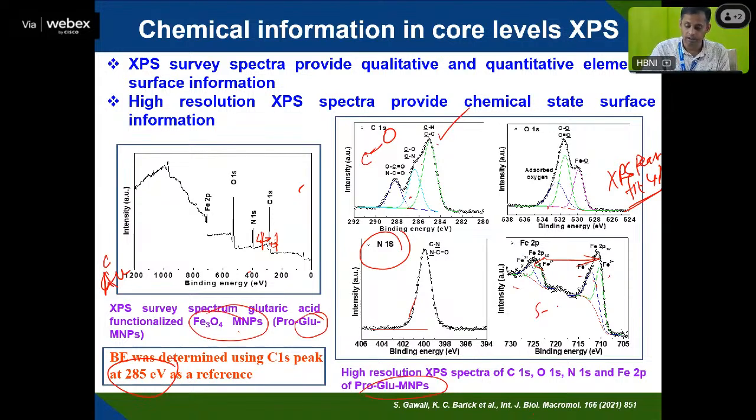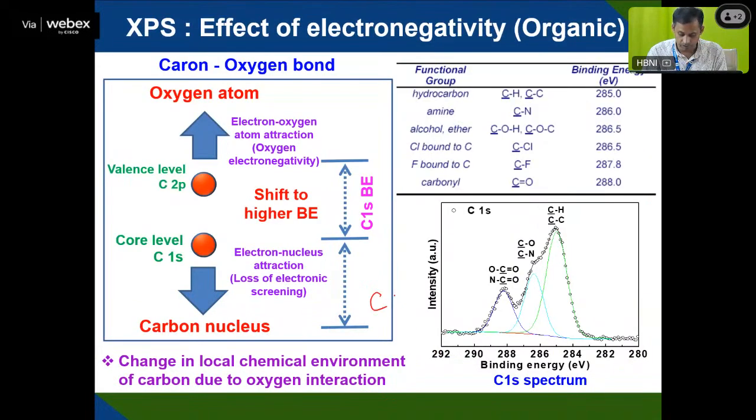So similarly, some other example, if you see, as I told, the carbon-oxygen bond: if you take carbon and you have oxygen, the oxygen atom attracts electrons, because oxygen has high electronegativity and the carbon has lower electronegativity. So because of high electronegativity, what will happen? The electron cloud will be stretched towards oxygen. So because of this, the binding energy will be shifted.